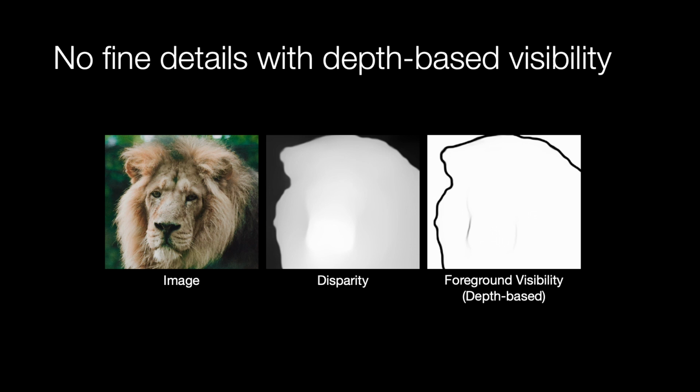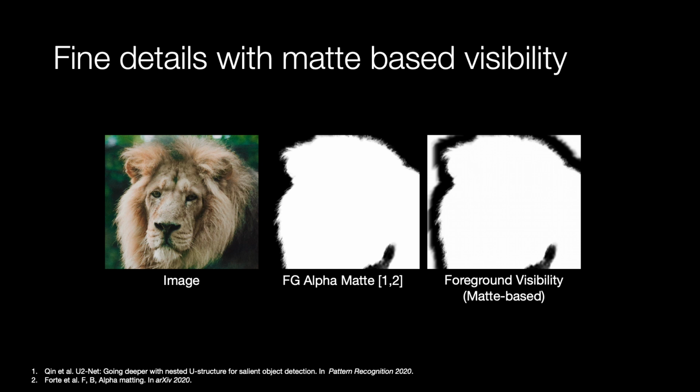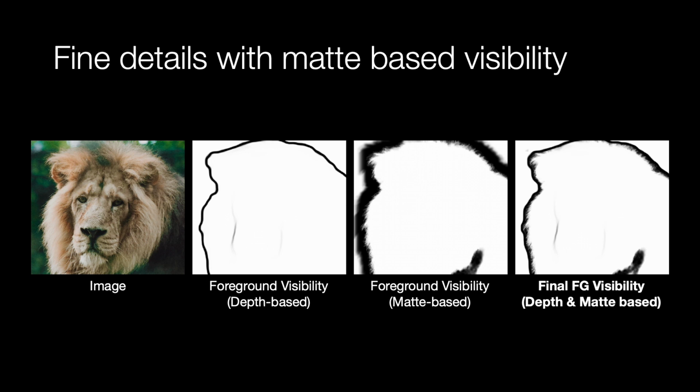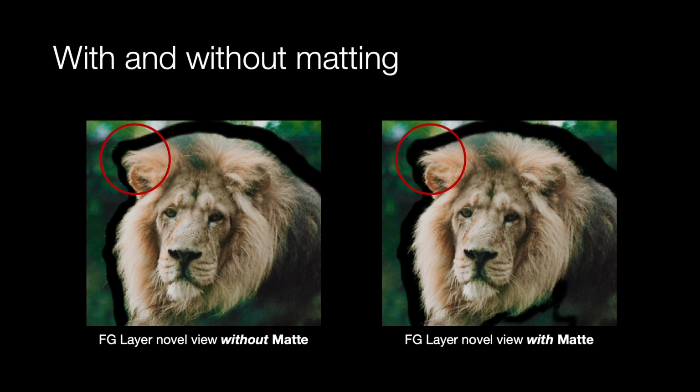But our soft layering formulation can model such fine details by estimating foreground alpha mats using foreground saliency and matting networks. We can compute foreground visibility based on a foreground alpha mat and combine the depth-based and mat-based visibility maps to obtain a final foreground visibility map. This allows us to model intricate matting details while also respecting the depth discontinuities. Here, we show the foreground layer only, rendered from a novel viewpoint, with and without using an alpha mat. The alpha mat helps us to preserve fine details in novel views.